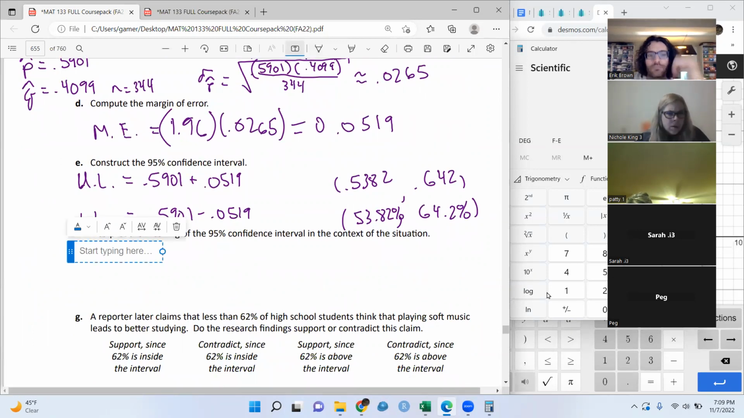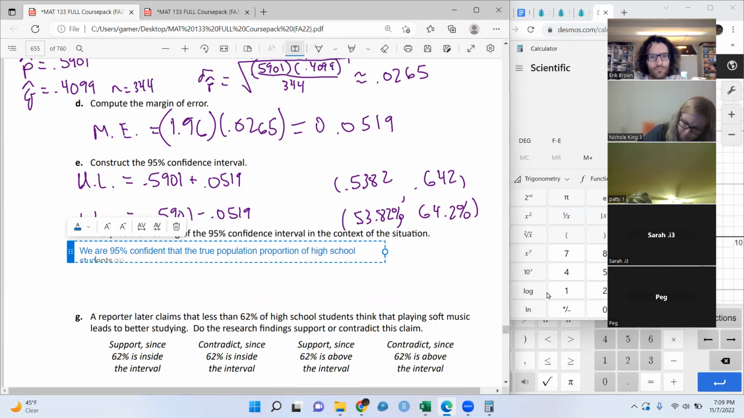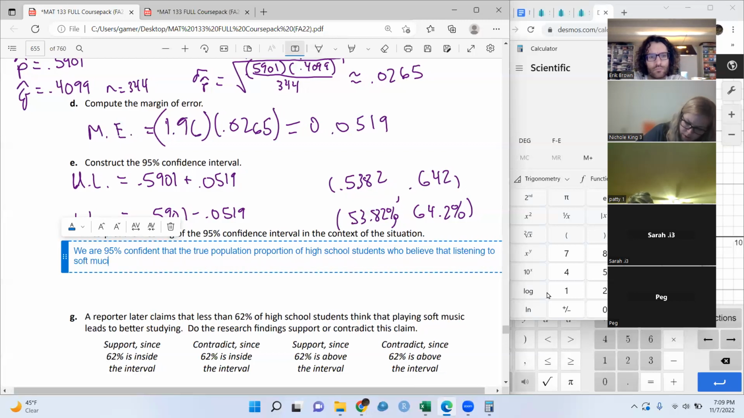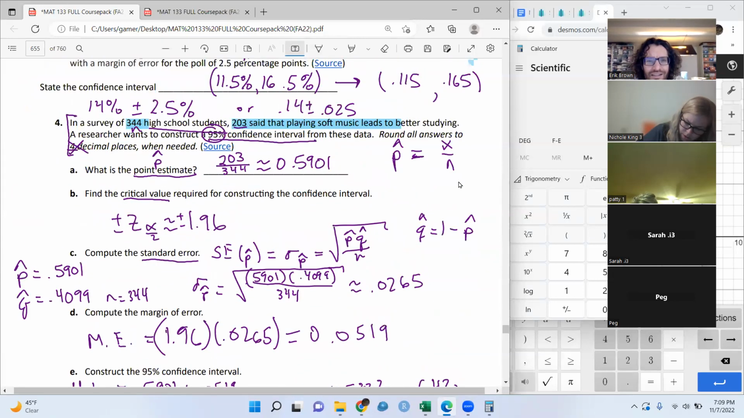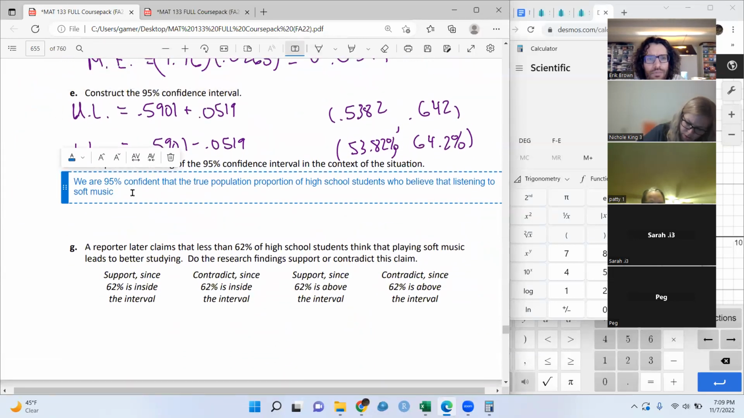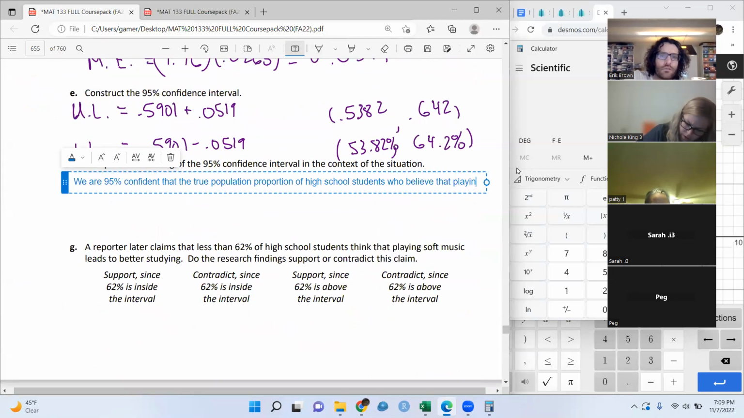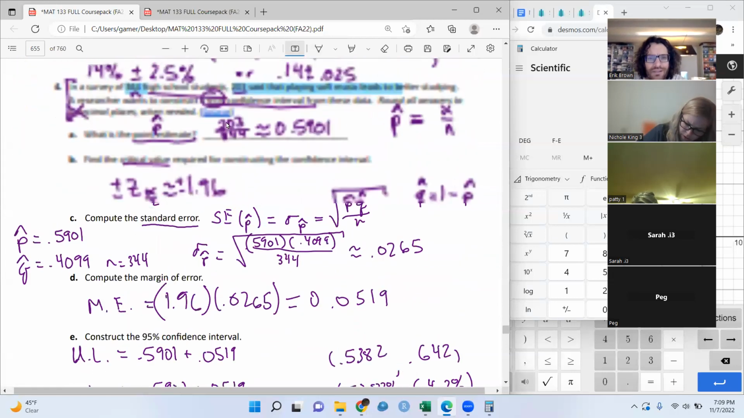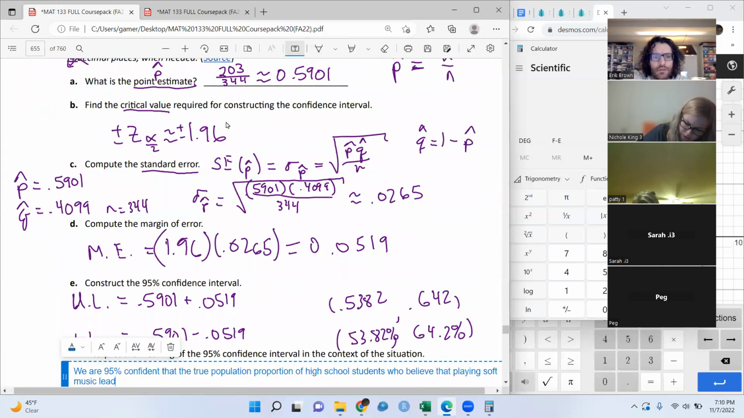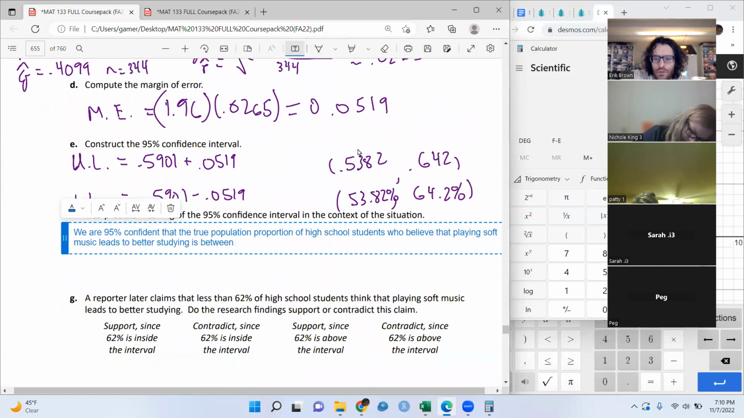Should I just type that? What is it? Listen to... believes that playing soft music leads to better studying is between 53.82% and 64.2%.